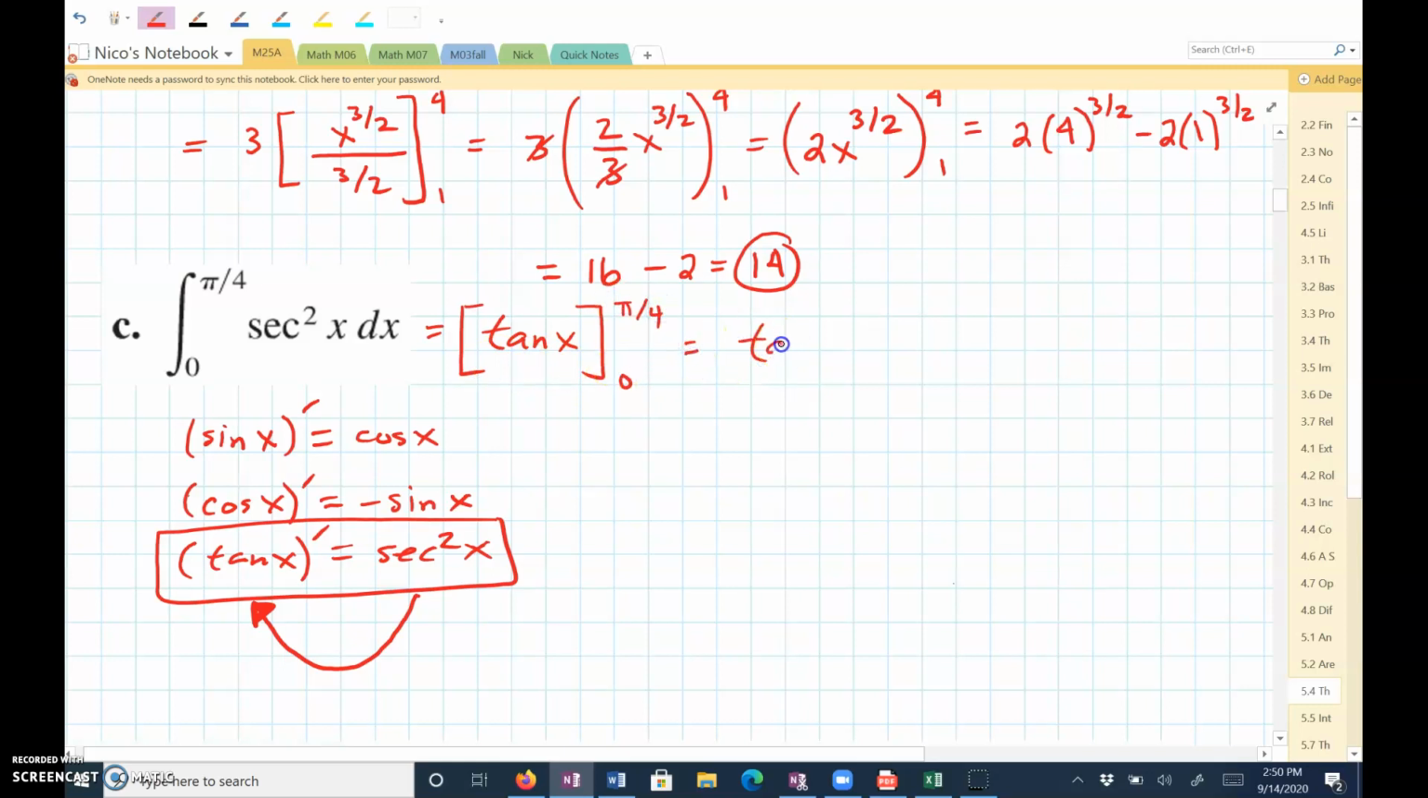So I'm going to do tangent of pi fourths minus tangent of 0. So this is going to be 1 minus 0, which would be 1.